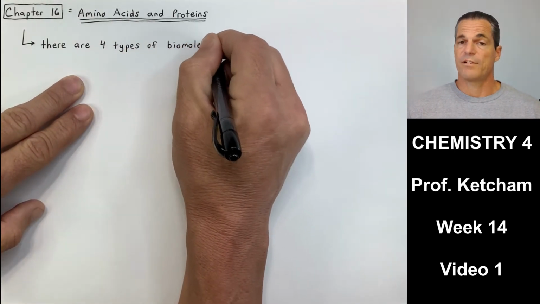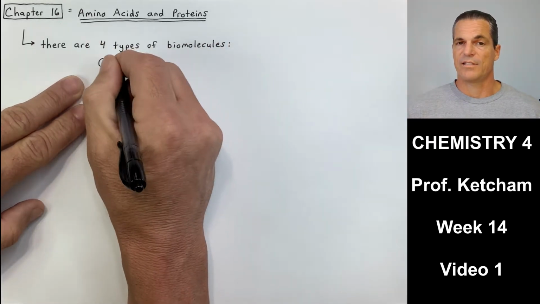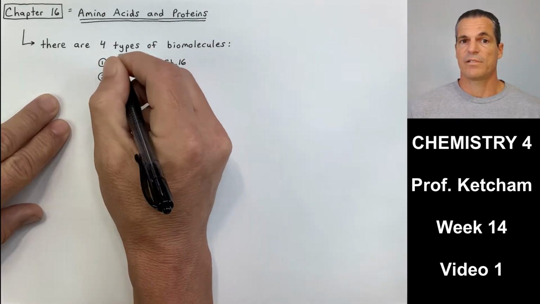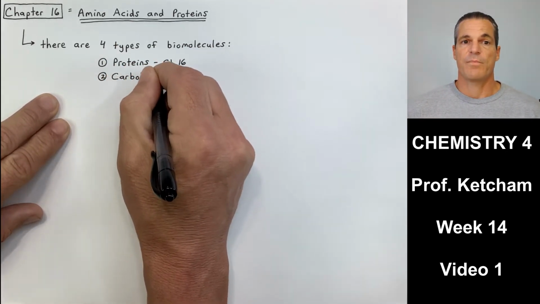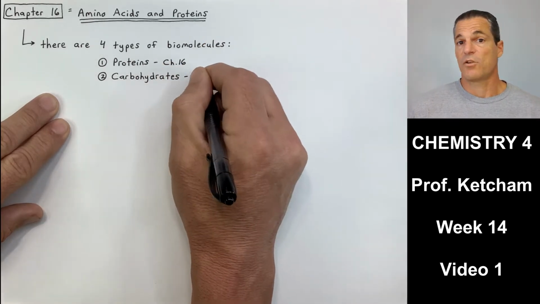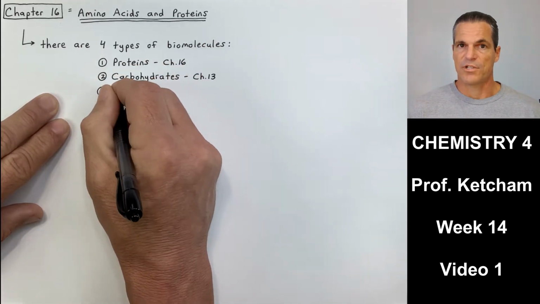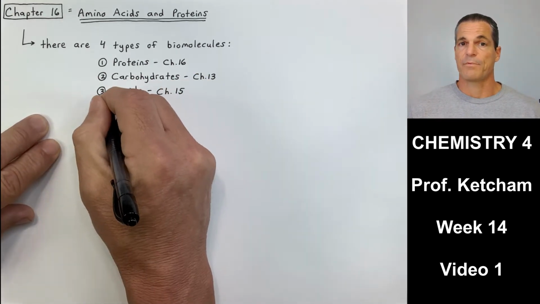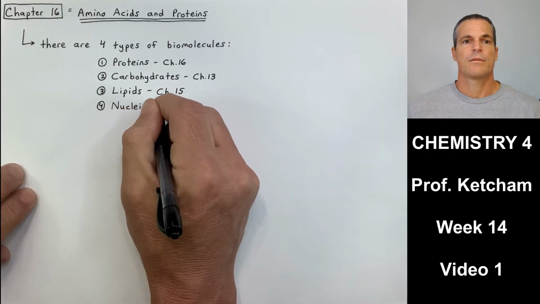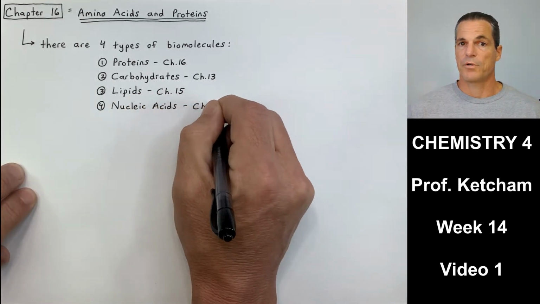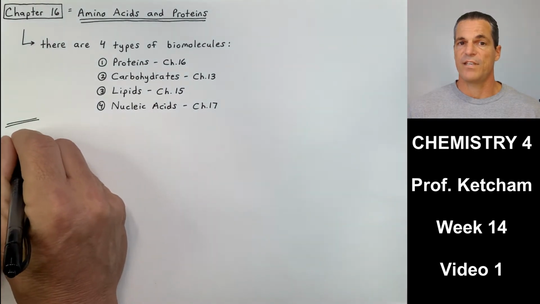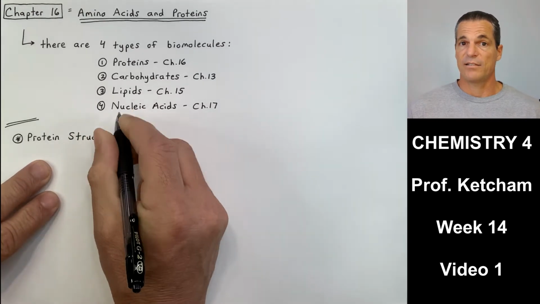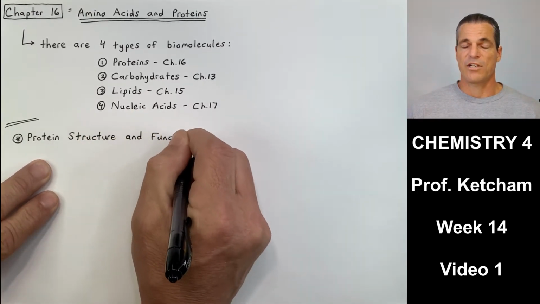There are four types of biomolecules that we're going to talk about in this last third of the course. Chapter 16 covers one of those types of biomolecules. First type of biomolecule is proteins. That's this chapter, chapter 16. That's this week. Second one is carbohydrates, and that's covered in chapter 13. Lipids is the next one in the progression. That's number 3. That's chapter 15. And lastly, we're going to do our best to try to get to nucleic acids, which will be like the last week of the course, and that's chapter 17.